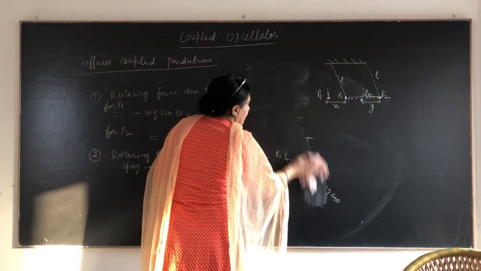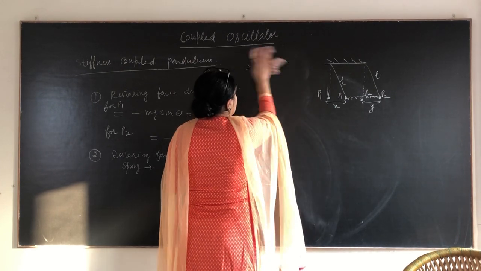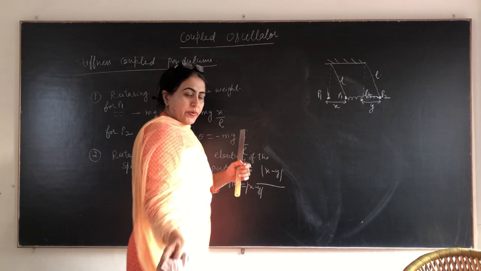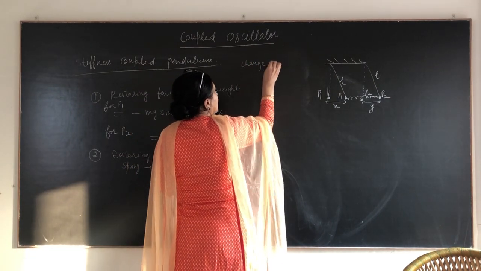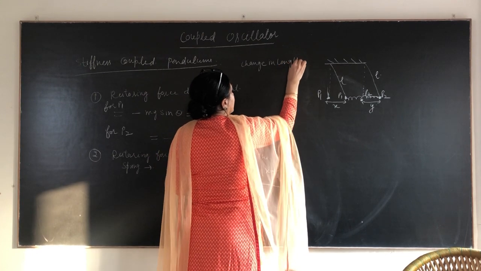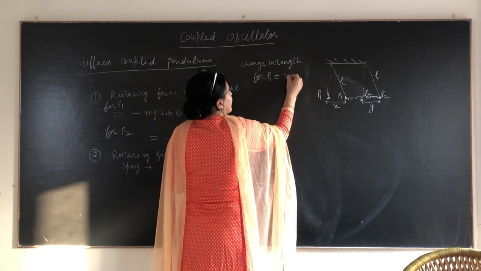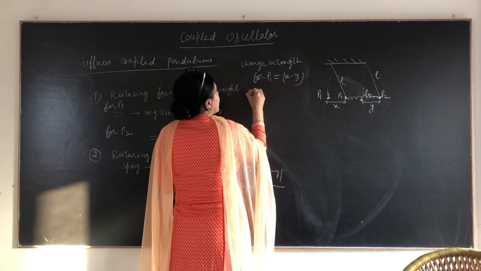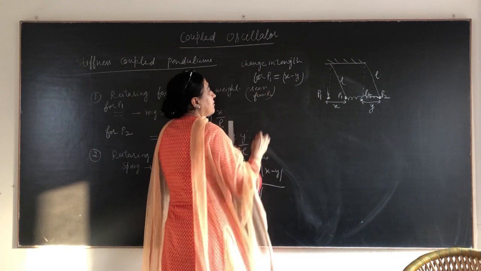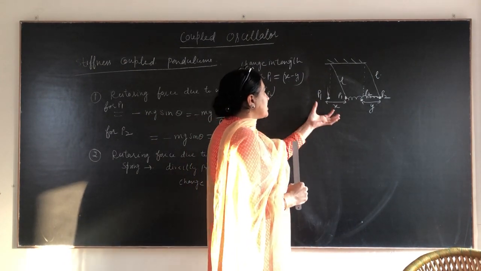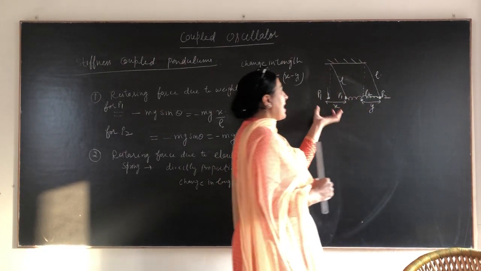So I write here the change in length for P1, that is equal to x minus y when seen from P2. So when we want to find out the change in length for pendulum P1, and when we see it from P2, it will be x minus y.